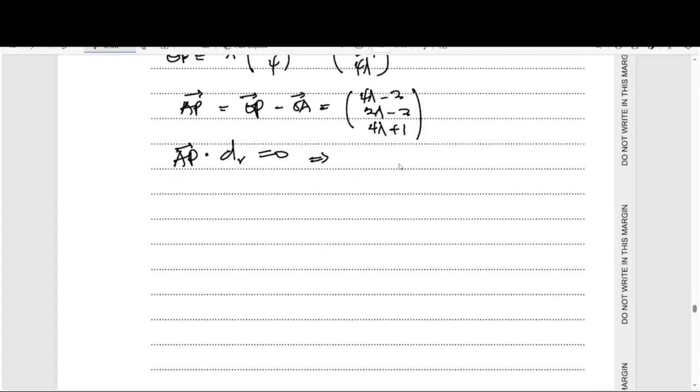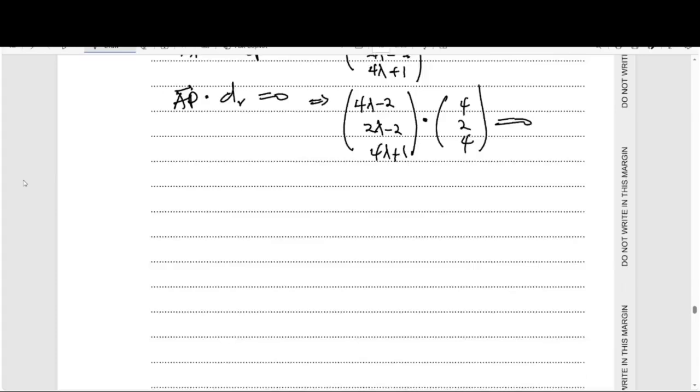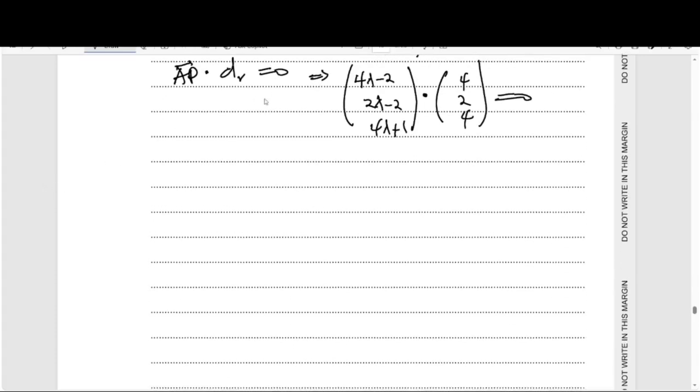So AP is 4 lambda minus 2, 2 lambda minus 2, and 4 lambda plus 1. Then the dot product of this and the direction vector of R, which is 4, 2, 4, should be equal to 0. So you find a dot product and equate it to 0. So it's going to be 4 times 4 lambda minus 2, plus 2 times 2 lambda minus 2, plus 4 times 4 lambda plus 1. And then it should be equal to 0.